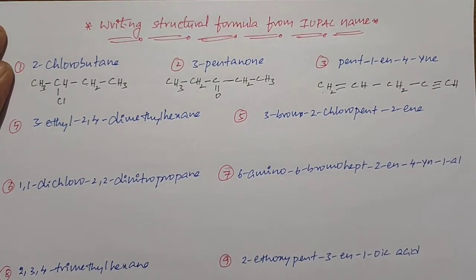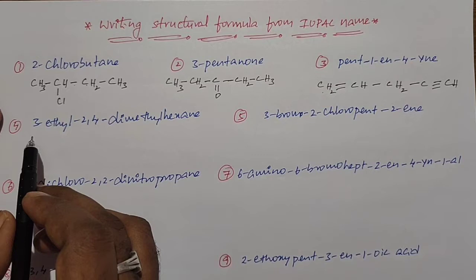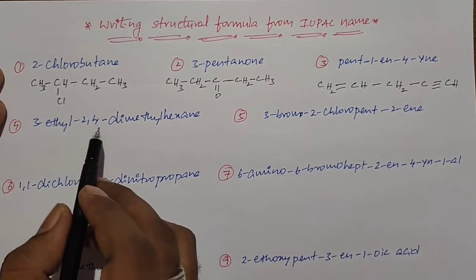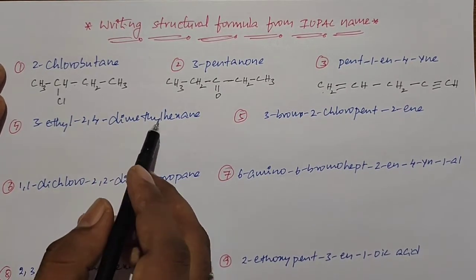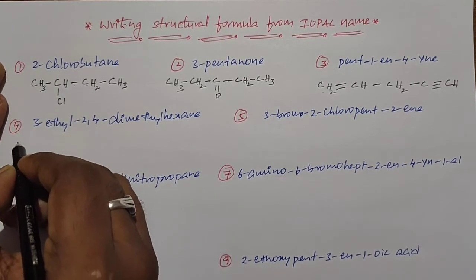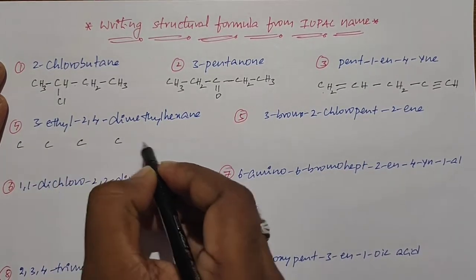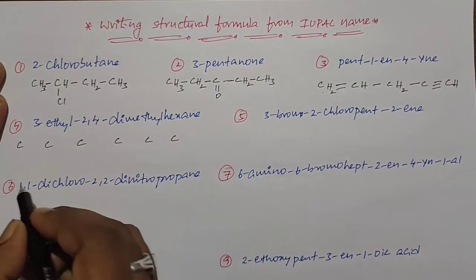So this is the structure formula for pent-1-ene-4-yne. So next example. Here is given 3-ethyl-2,4-dimethylhexane. Here the number of carbons is 6. So I just take the 6 carbons: 1, 2, 3, 4, 5, 6.